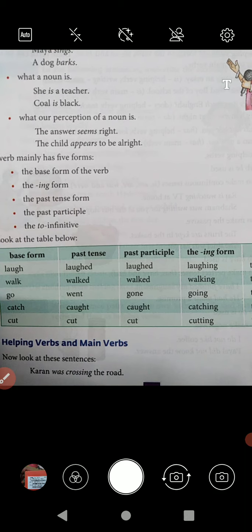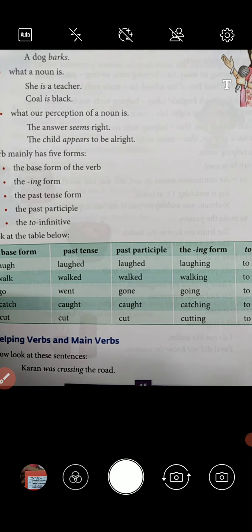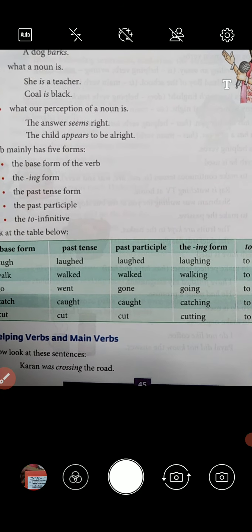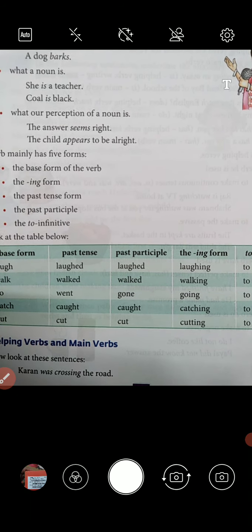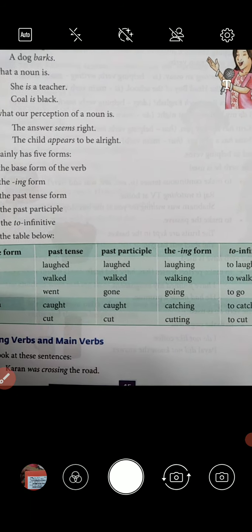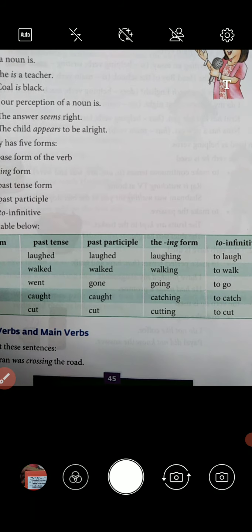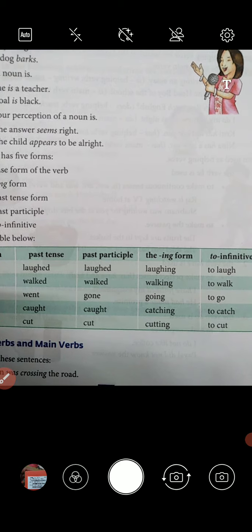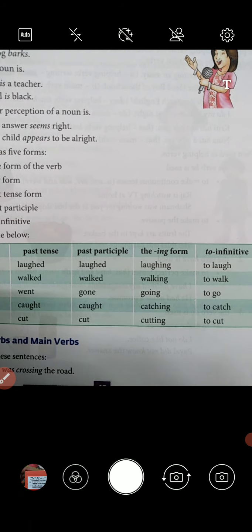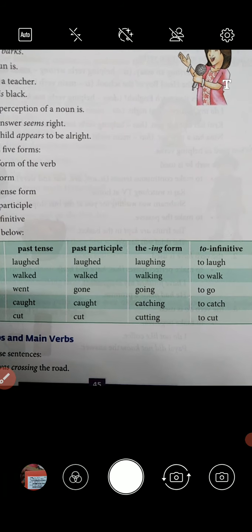Now the past participle form of the verb is also laughed. He has laughed or he had laughed. Now the ing form of the verb: laugh plus ing, laughing. He is laughing in the classroom. Now the infinitive form of the verb is to laugh.